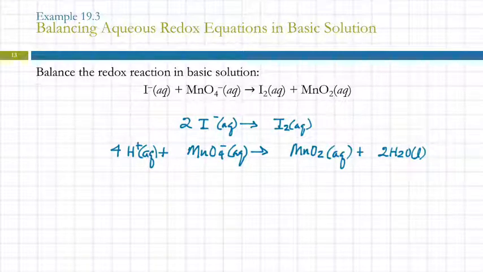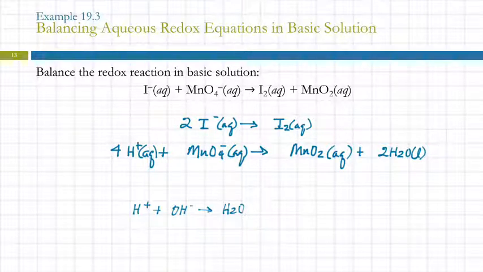This is where we have to add that one extra step. So this is basic solution. We can't have hydrogen ions floating around. If we remember from talking about acid-base reactions, a hydrogen ion plus a hydroxide ion will combine to make a water molecule.